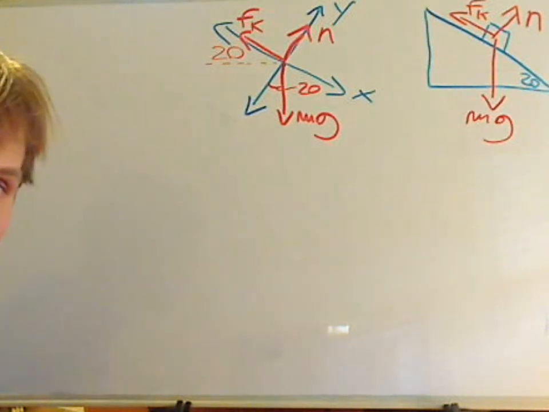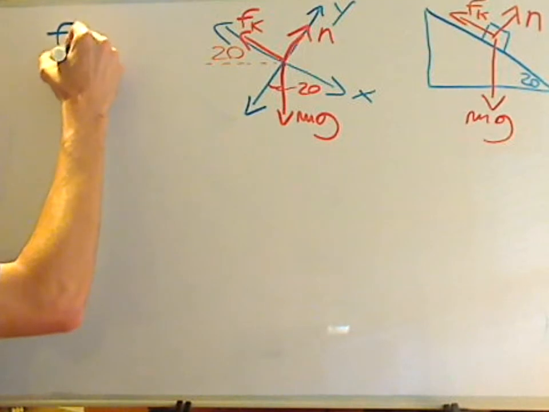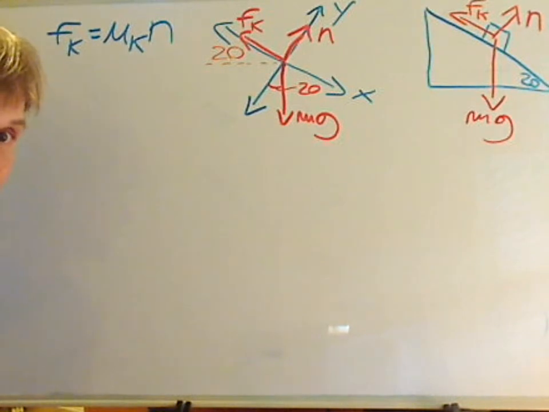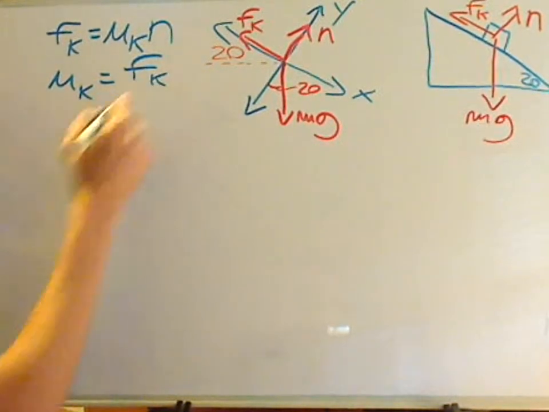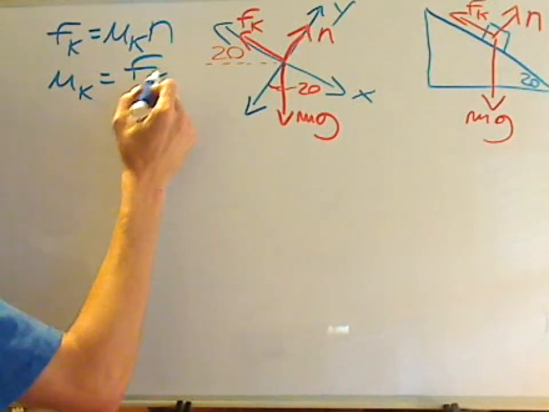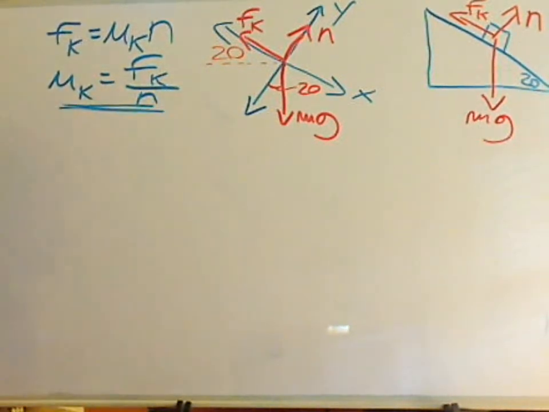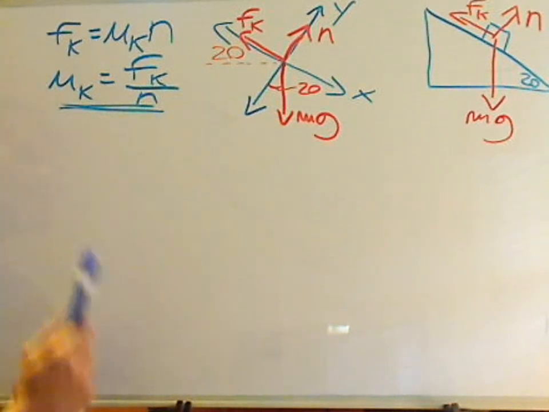And if we want to know what the coefficient of kinetic friction is, that's the question. Well, the coefficient of kinetic friction is related to the kinetic friction force by this. So the coefficient of kinetic friction is the force of kinetic friction, which we're given in the problem as 10 newtons, divided by the normal force. We know what the kinetic force of friction is. We just need to find what the normal force is. So that's our goal in this problem.